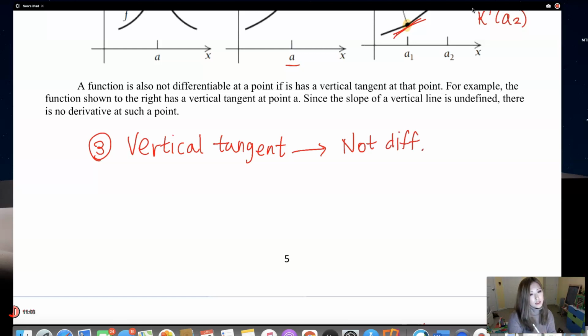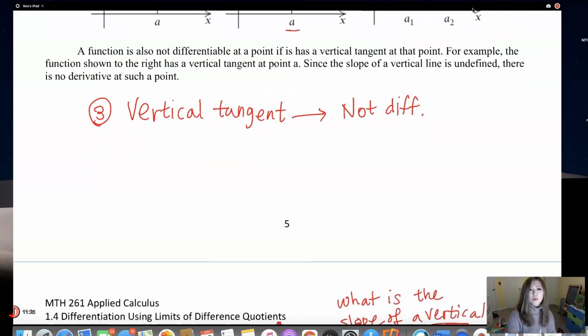Horizontal tangent is fine because what is the slope of a horizontal line? 0. 0 is a number, so that one's okay. And later we will work a couple more examples involving a horizontal tangent line, okay? But vertical tangent is not, because the slope of a vertical line is undefined. Slope of the tangent line does not exist, okay?